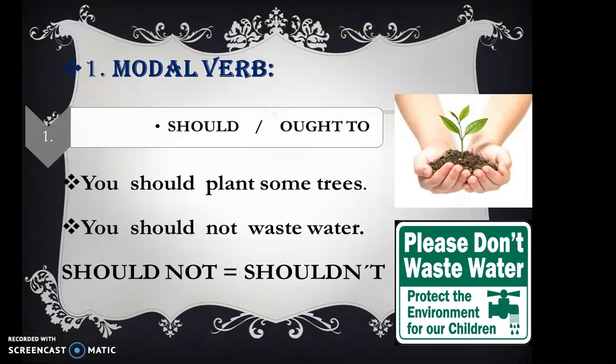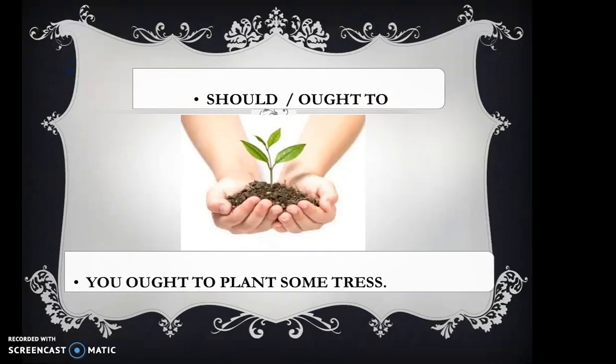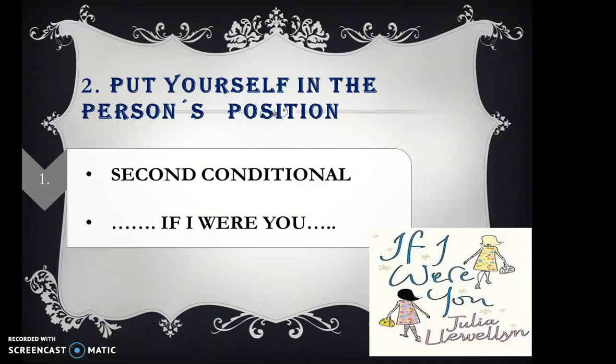It's common to use should to give negative advice, in this case adding not. For example, you can say, you should not waste water. Notice that the contraction of should not is shouldn't. Unlike should, we always use to with the second modal verb for giving advice. The example is, you ought to plant some trees.